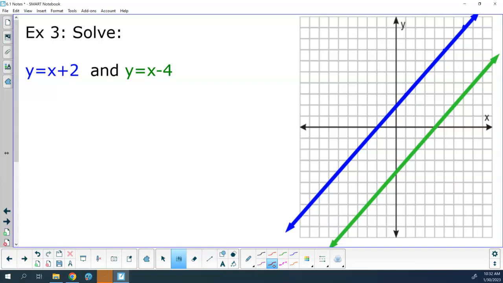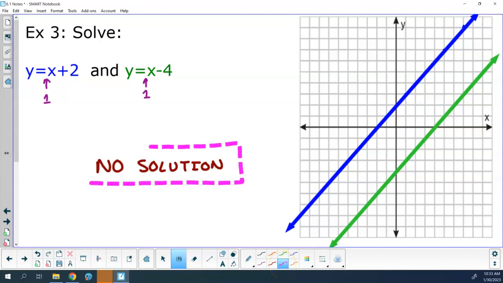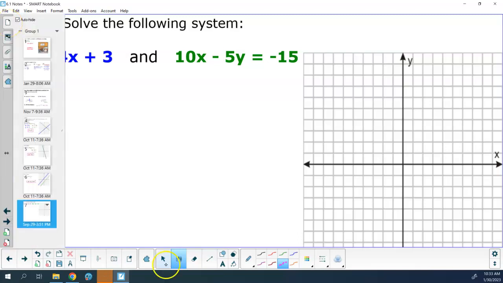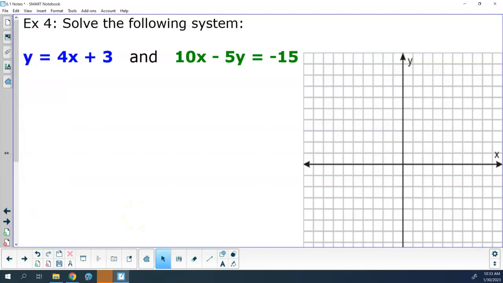Two parallel lines, and we could have seen that right from the y equals mx plus b's, because they both had 1s for their slopes. They had differing y-intercepts. So they were parallel lines, so that is a no solution case. Okay. One more.